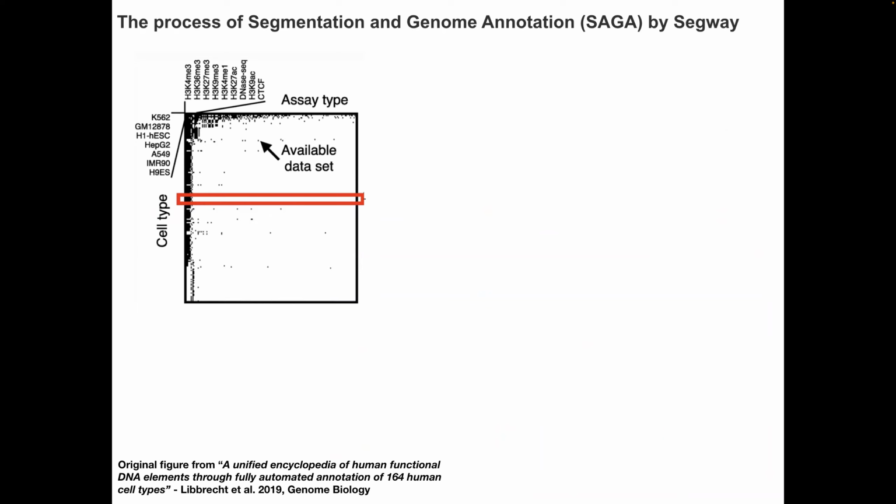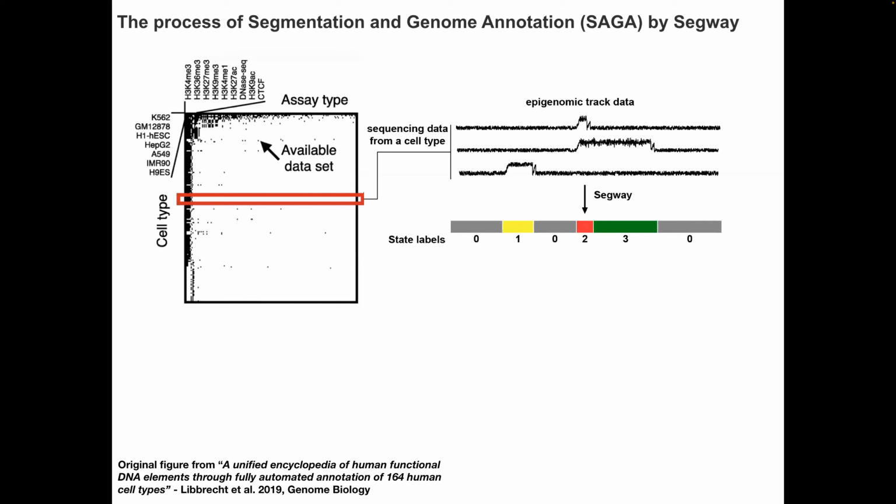Segway performs the task of segmentation and genome annotation in two steps. In the first step, Segway performs unsupervised high-resolution partitioning of the genome into several chromatin states based on the input epigenomics tracks. It assigns each segment to a state label corresponding to a type of genomic activity.